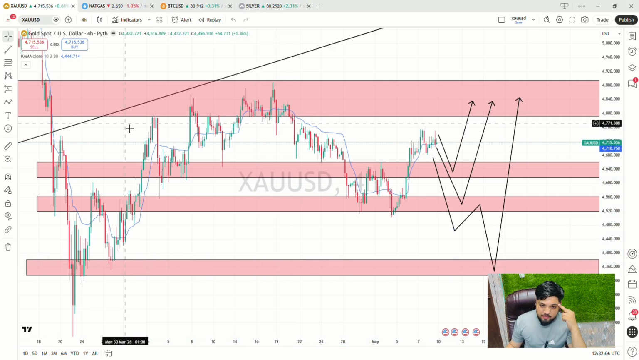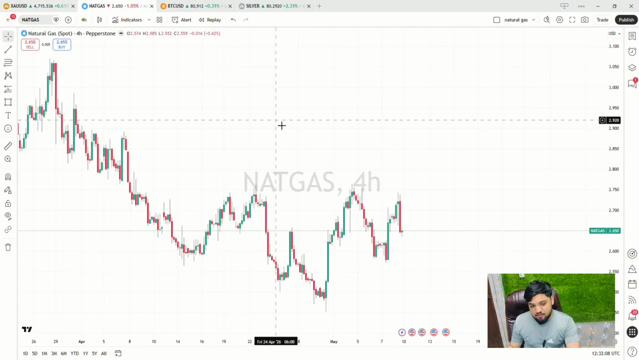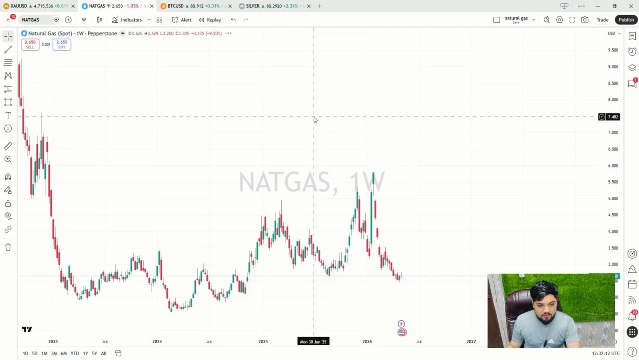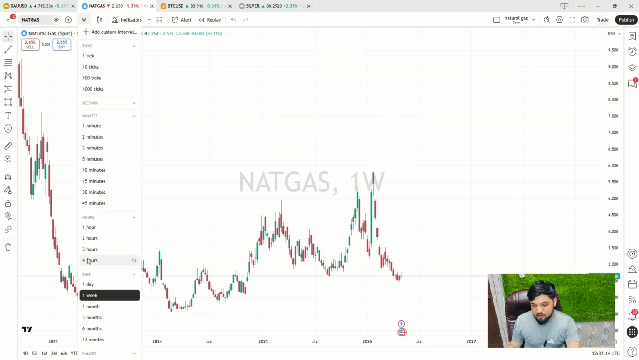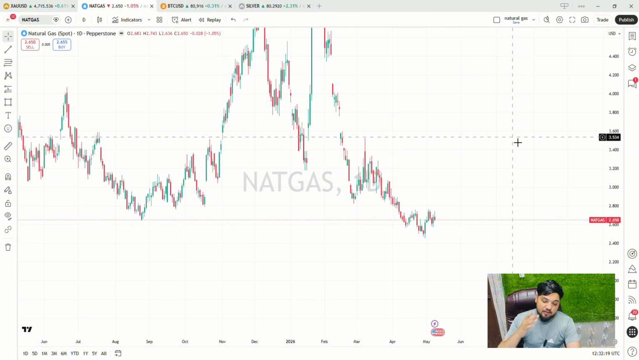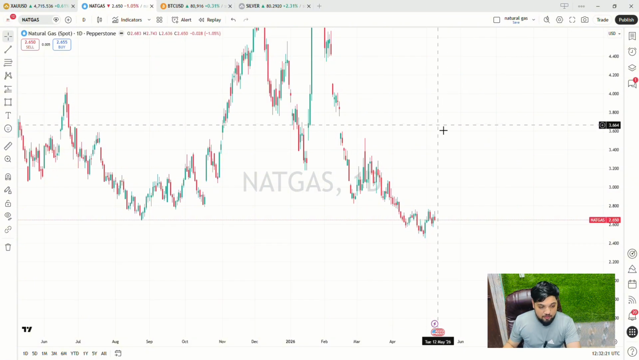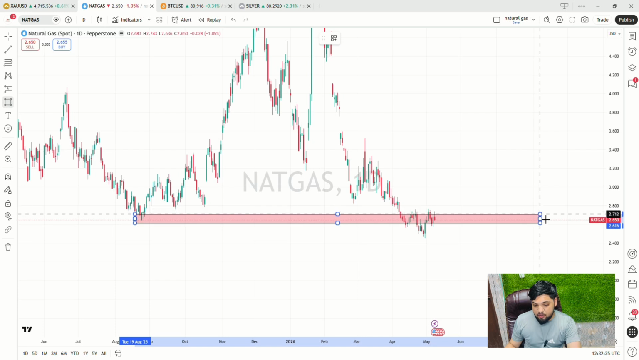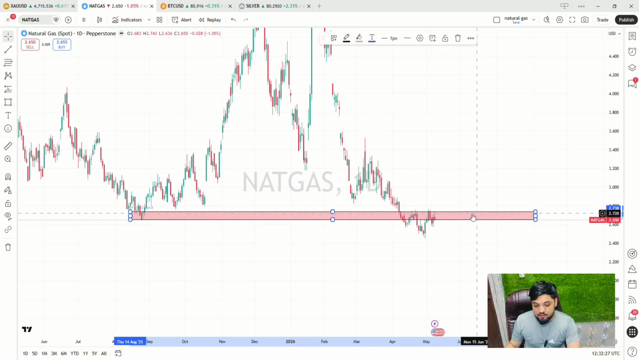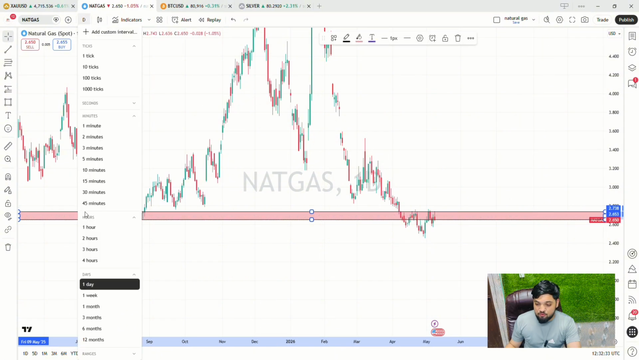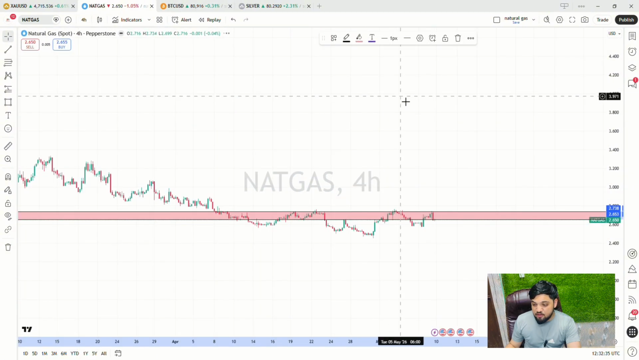Let's move to the next pair, natural gas. Okay, so this is natural gas, and if I shift the structure of natural gas to day one, the day one structure is clear cut. You have to just make a resistance level and a support level. According to this level, the same area that acted as support below is now acting as a resistance level. So move down to the H4 structure, and things are very clear.